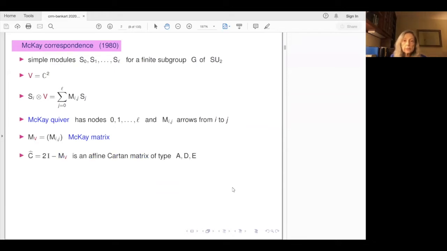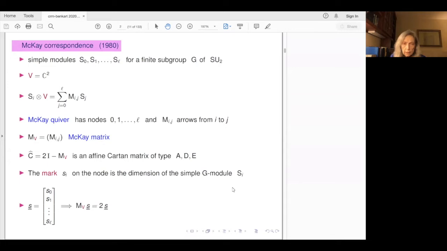And if you take this McKay matrix and subtract it from 2 times the identity matrix, you get an affine Cartan matrix of type ADE. So the marks that we usually see on the affine Dynkin diagrams are really the dimensions of the simple modules, the S_i for the group. And McKay also noticed that that's an eigenvector, and the eigenvalue is 2, which is the dimension of V.